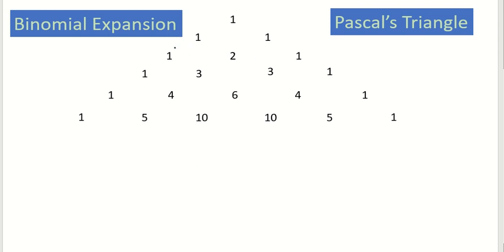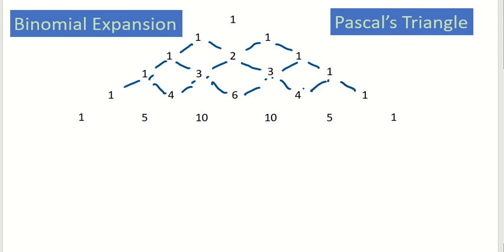Look at this. Okay, this is 1 plus 1 is 2, 1 is 1. 1 is 1, 1 plus 2 is 3, 2 plus 1 is 3, and this is 1. So this is 1, 1 plus 3 is 4, 3 plus 3 is 6, 3 plus 1 is 4, and then 1. And we have here 1.